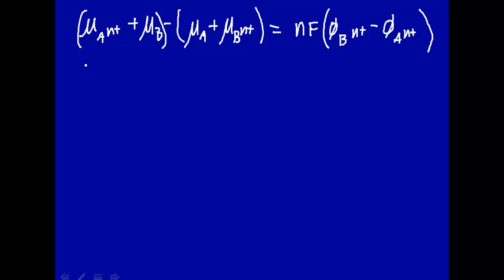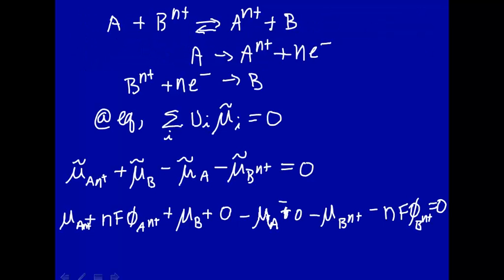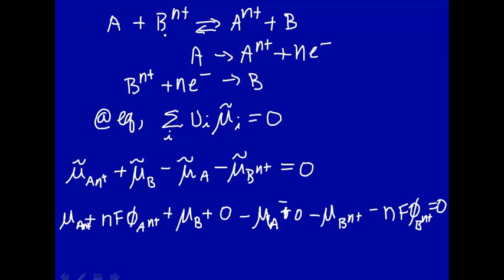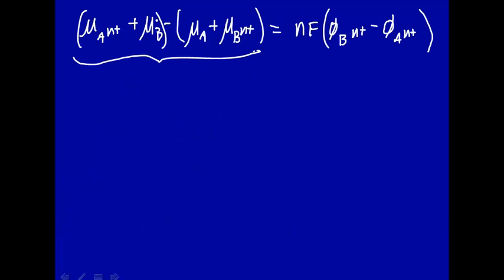Now, if you remember how we defined the free energy change of a reaction, let me just go up here. A^n+ and B, those are the products, and A and B^n+, those are the reactants. So the products minus reactants chemical potential, this we defined as the free energy change for a chemical reaction.